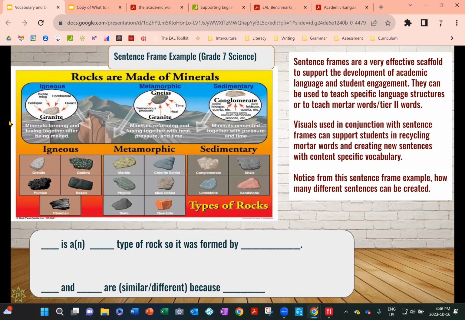And sharing it and using it can really empower our students as well. So just thinking about how you can pair a visual, word bank, and a sentence frame, to get that thinking started and to get that teaching of those tier 1 and tier 2 words like similar or different, and because, and formed by as well.